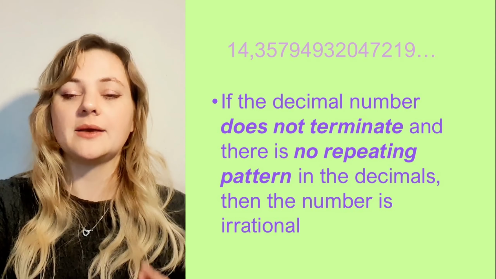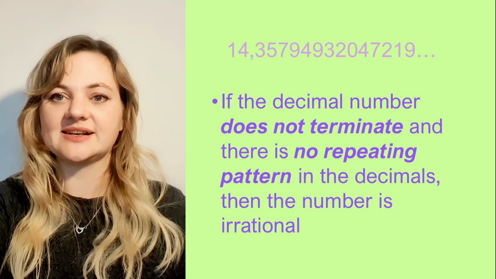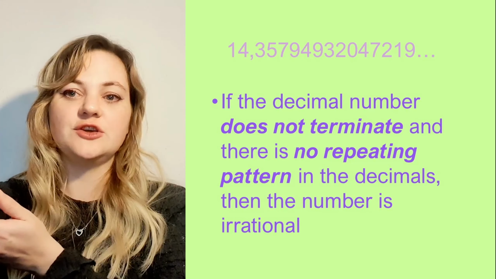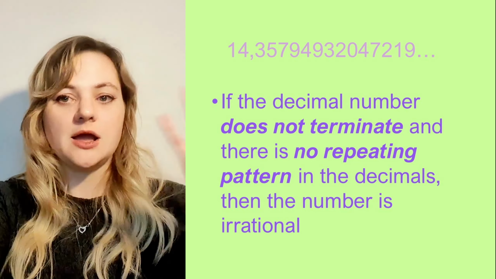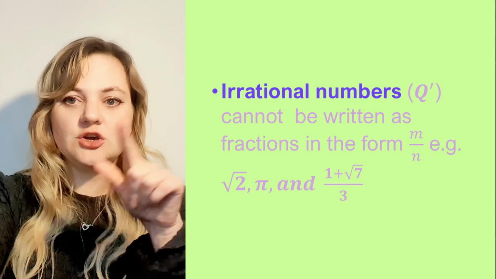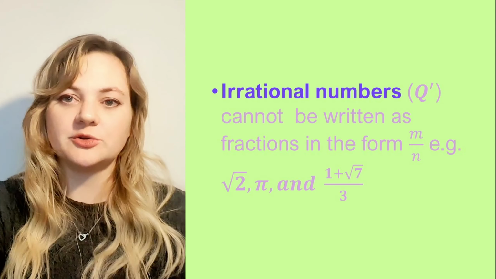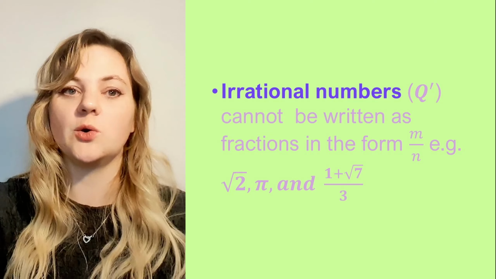And the reason why is they have infinite numbers that go on forever and ever. They do not terminate, but they don't have any repeating pattern. So there's no logic to it, basically. It's just numbers that continue forever and do not repeat. And you cannot write it as m over n. The symbol for this is a q with a little line on top. Now, how do we say that line? We basically say q prime. That's what we call it.